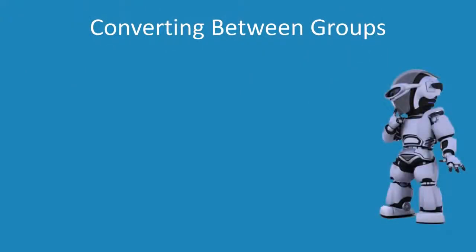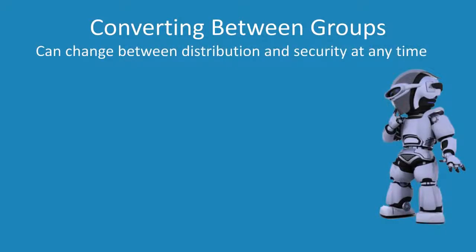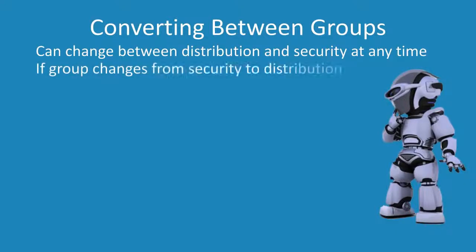converting between groups. If you want to change a security group to a distribution group, you can do so at any time. If you convert the group from distribution to security, you are simply allowing that group to be used with security. This should not create any problems. If you change the group from a security group to a distribution group, this can affect security on your network. If the security group was allowing a user access to a resource, changing the group to a distribution group will deny them access to the group.